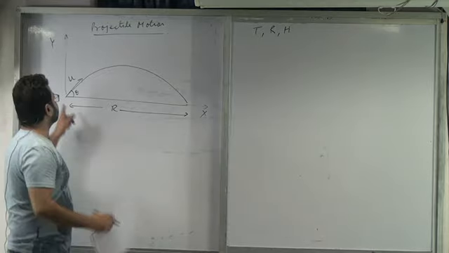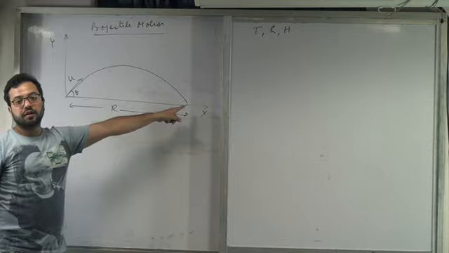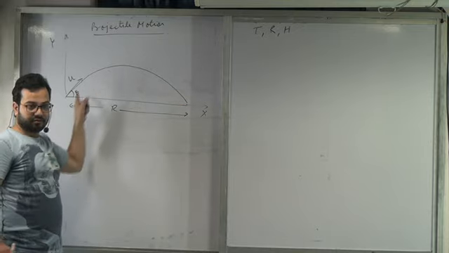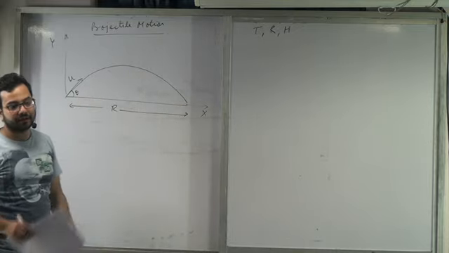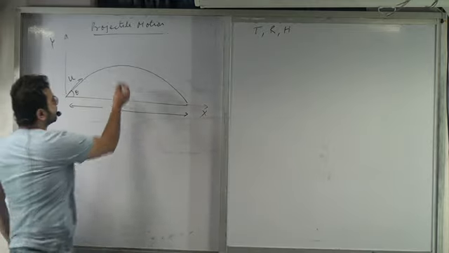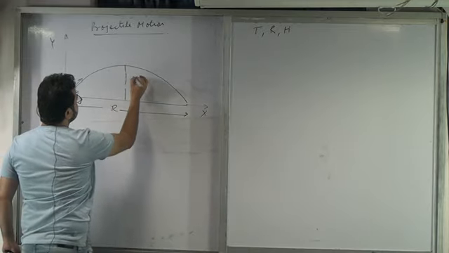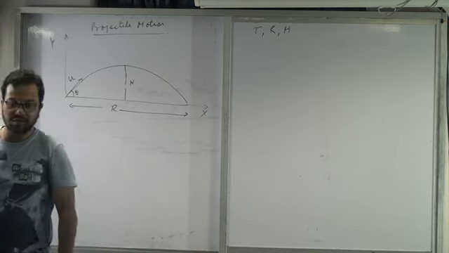What is the time of flight? The time period during which it was in the air. Okay, this whole thing is the time of flight. What is maximum height reached? This is the maximum height reached. We need to find these three things. All right.